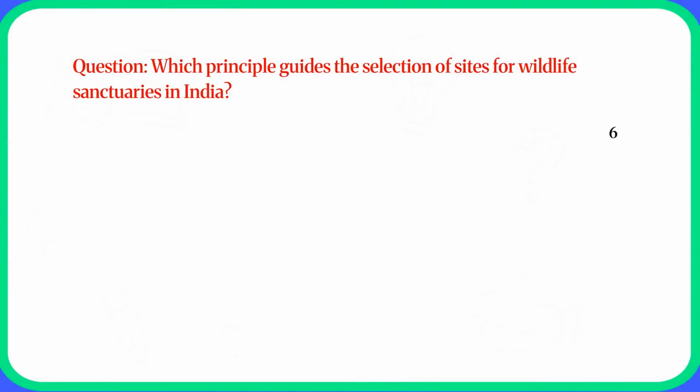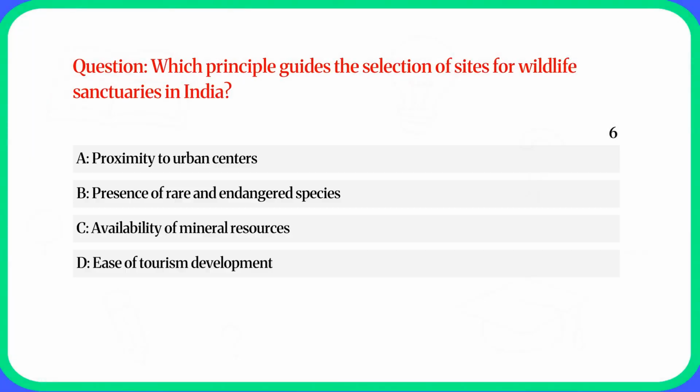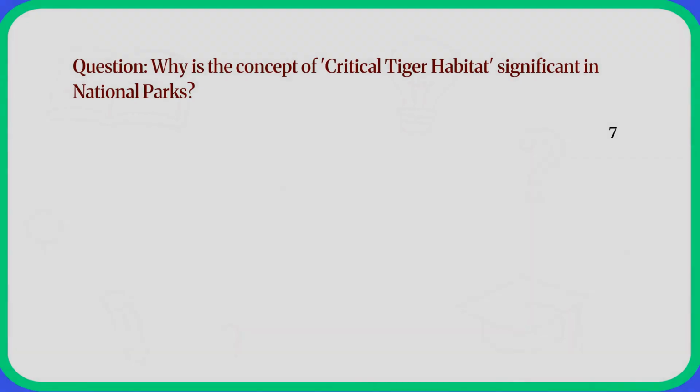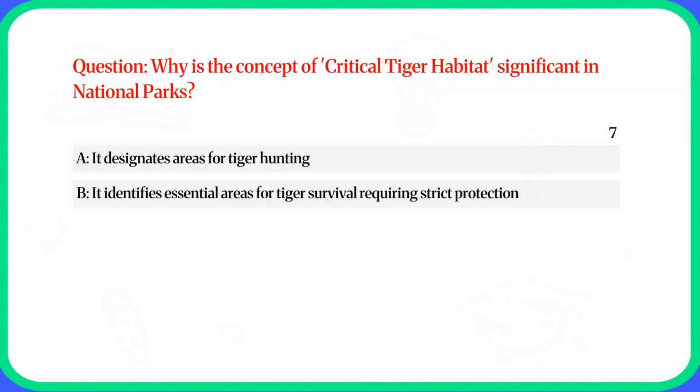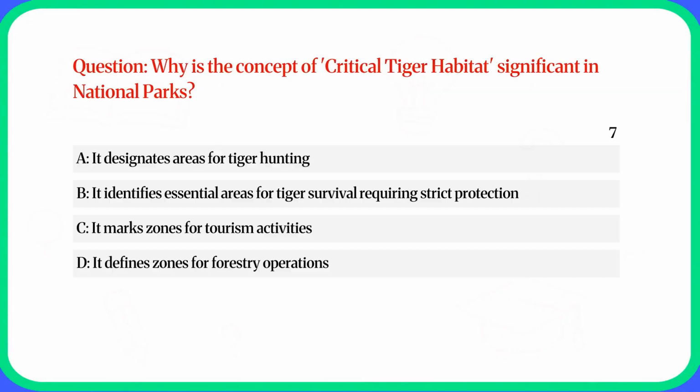Question: which principle guides the selection of sites for wildlife sanctuaries in India? Answer B. Presence of rare and endangered species. Question: why is the concept of critical tiger habitat significant in national parks? Answer B. It identifies essential areas for tiger survival requiring strict protection.